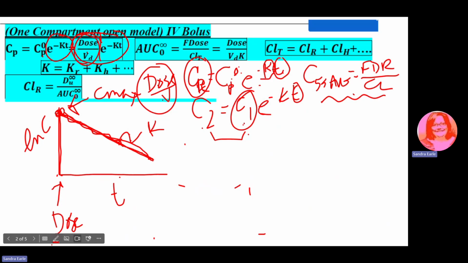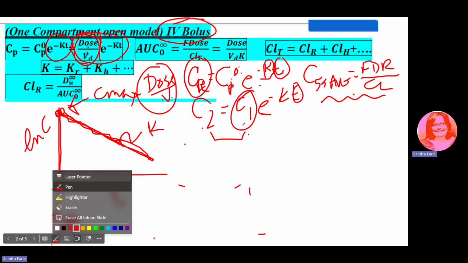So don't get freaked out about this. I would not give you all this information if it were me. So Dr. Basu is being nice. This is just dose over volume. When it's given as an IV bolus, this is going to be your Cmax, isn't it? This is also not a new equation for you.